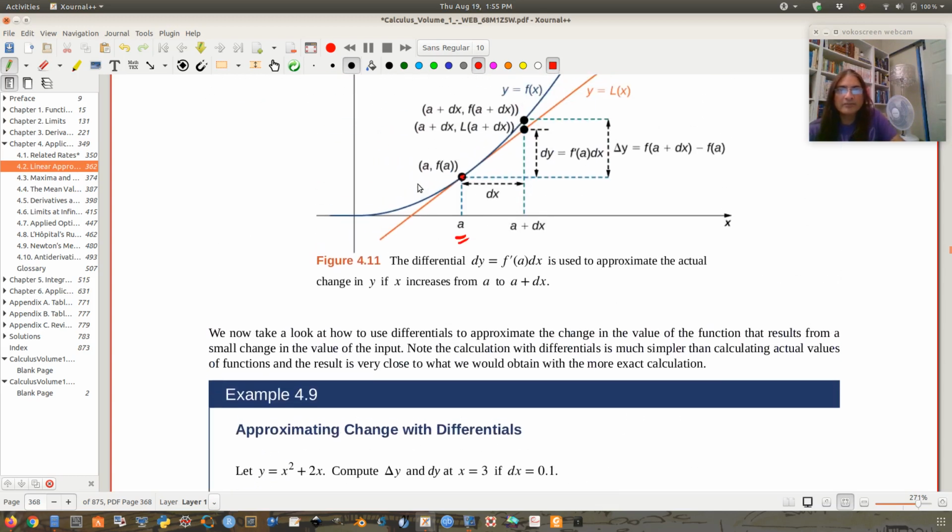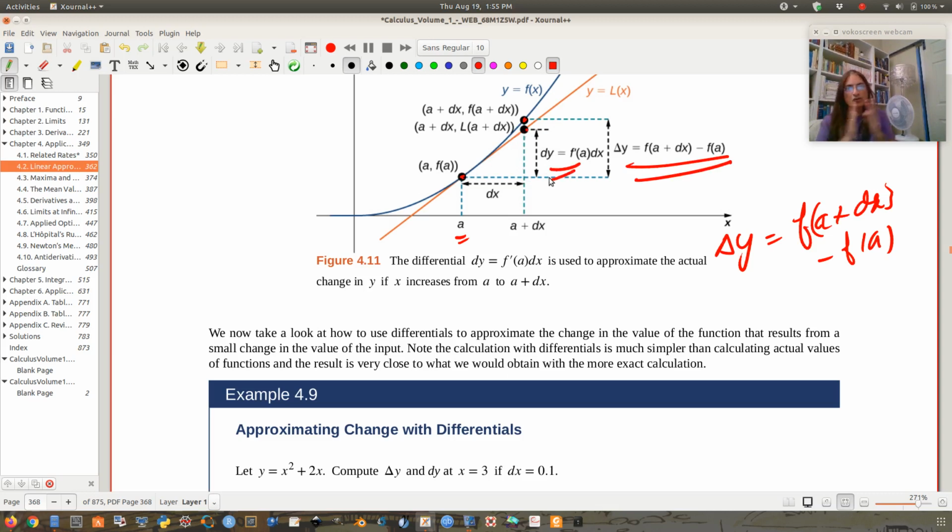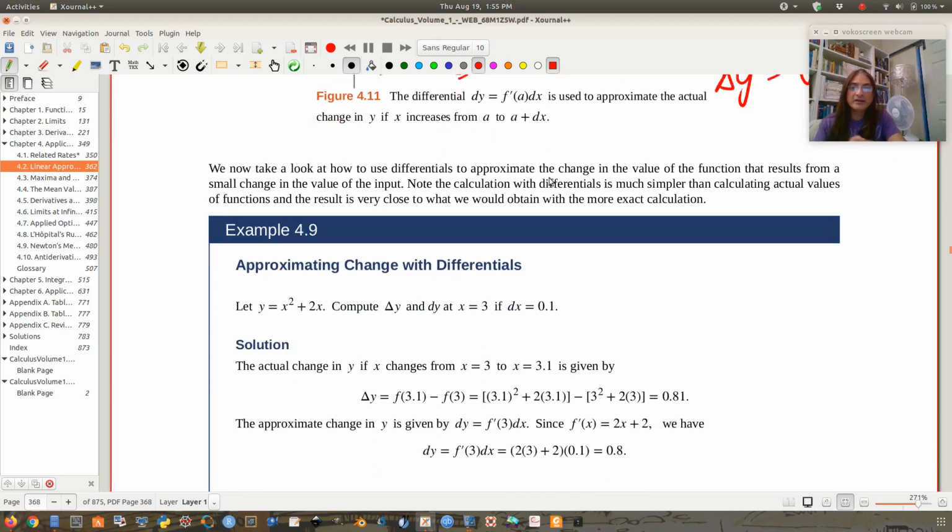Now delta y is actually, if you take the value of the function here, f of a plus dx. So delta y is f of a plus dx minus f of a. So it's this height, the whole height here. And what is dy? Dy is just the linear approximation height. So in general, if you don't go too far, if dx is small, and the function is differentiable, then they should be close to each other. So we can approximate delta y by dy. But normally, if you go farther away, then it can be different.